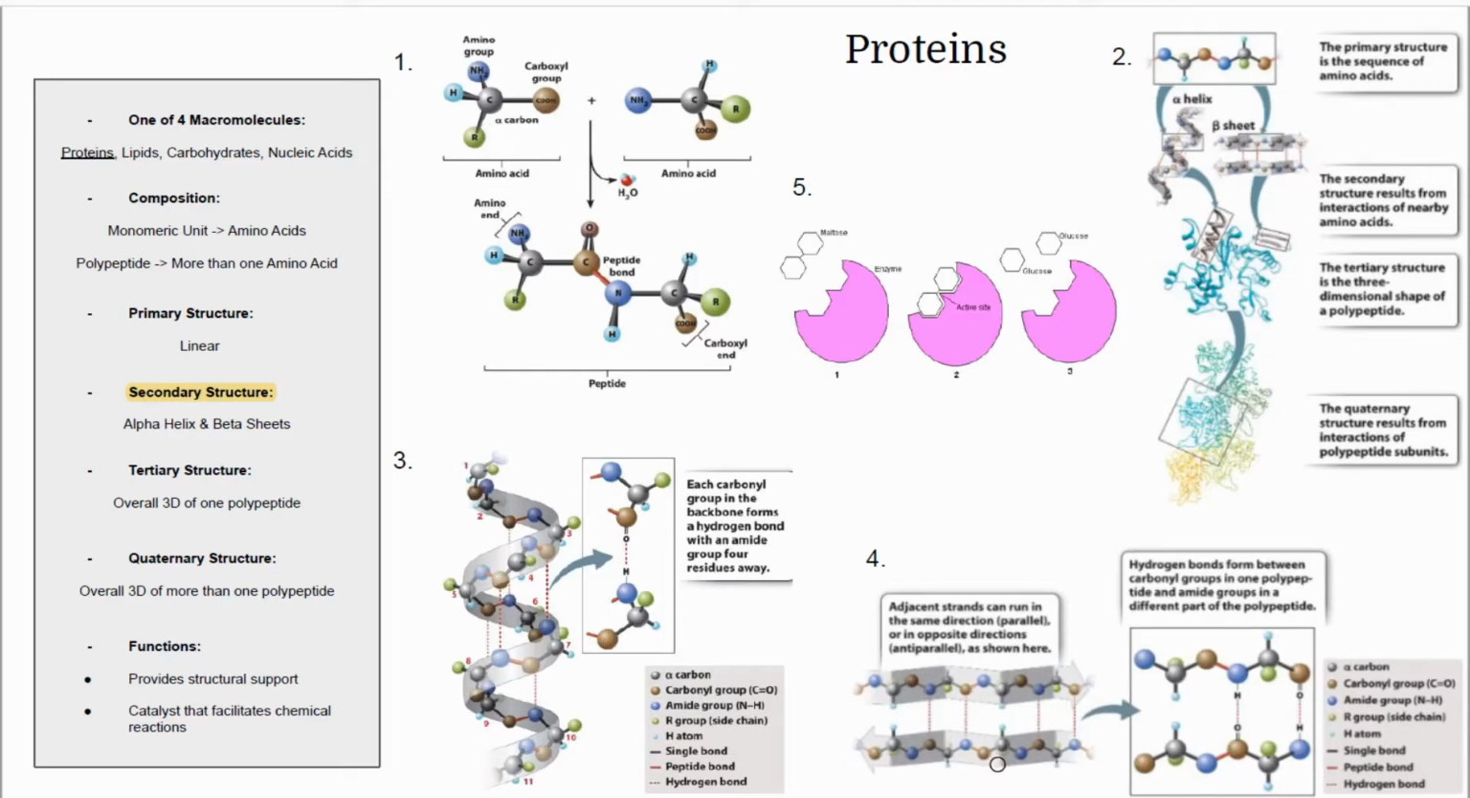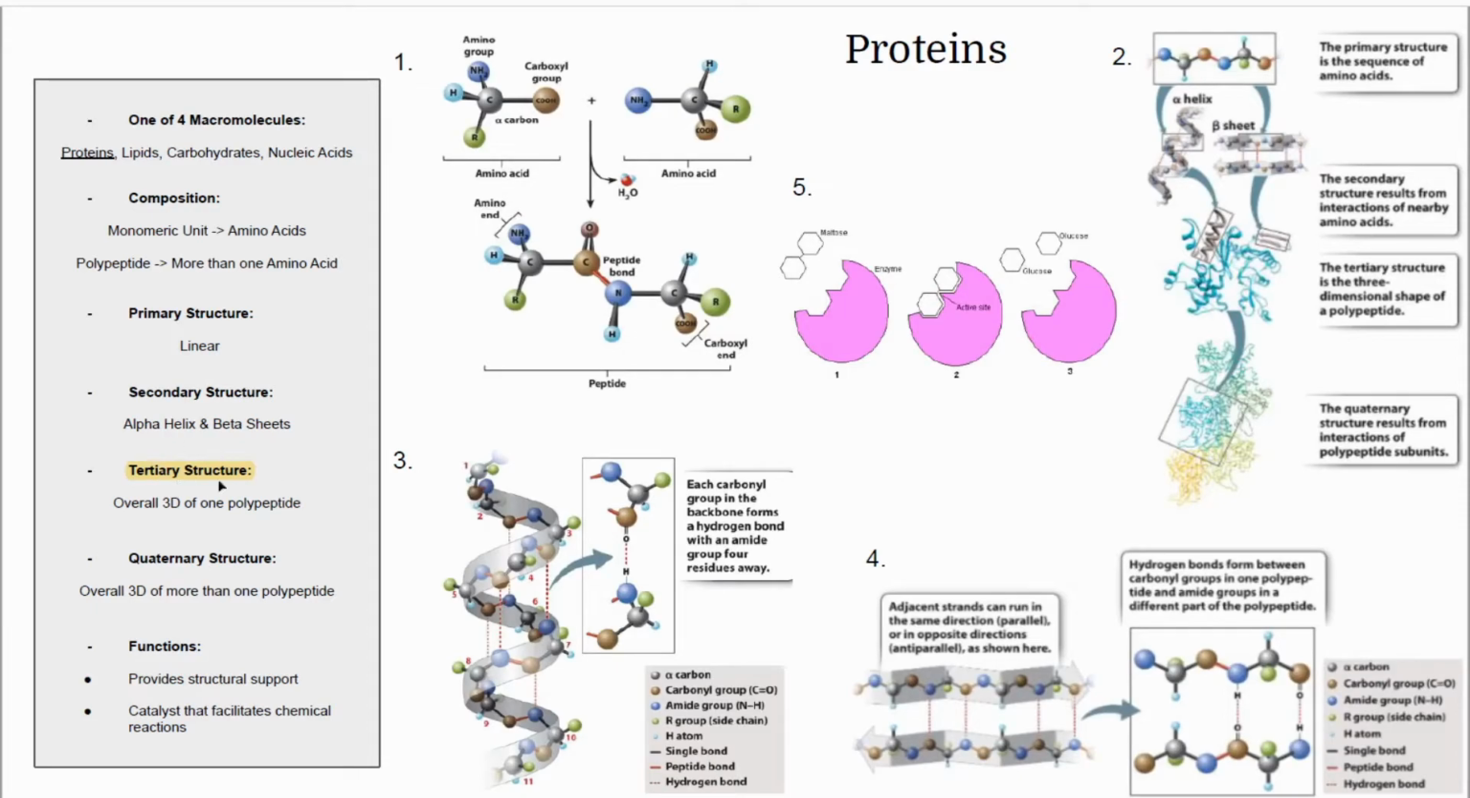Now if you look here, this is a beta sheet. Beta sheet is basically when the polypeptide folds on itself. Again, this also forms hydrogen bonds, except here it's not 4 amino acids away, it's usually further. The carbonyl group of one amino acid forms a hydrogen bond with the amide of a different amino acid along the same polypeptide chain that has folded on itself. Now, it can either be parallel or anti-parallel, but the anti-parallel is more stable.